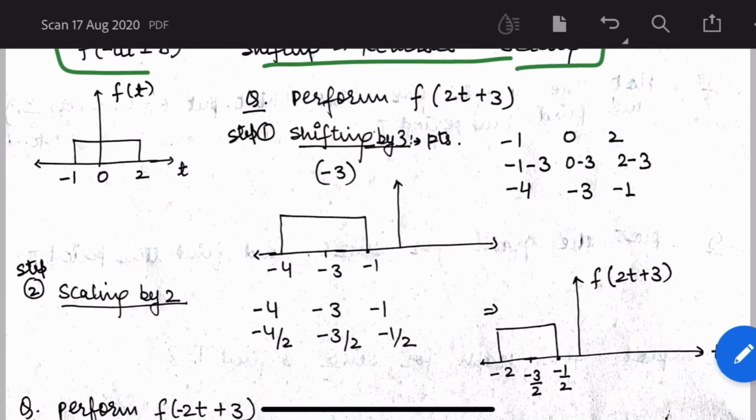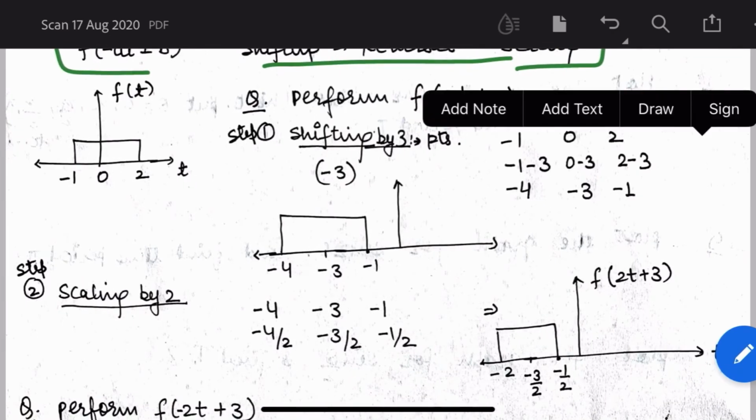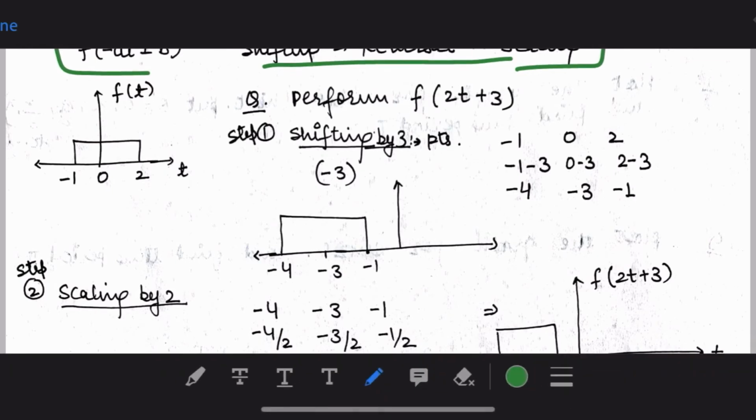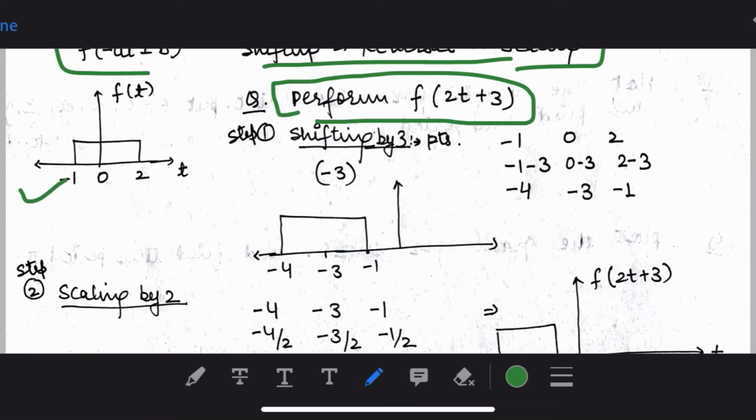So for this, let's take one example. Perform this. This is your question. This is your given function f(t), which is defined at the points -1, 0 and 2, and you have to find f(2t+3). Now you can clearly see that two properties are involved. One is shifting, and another is scaling by 2.